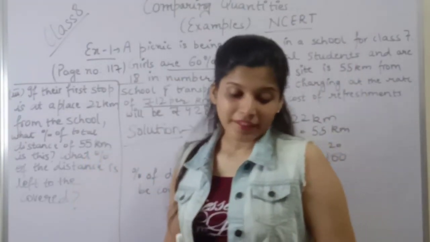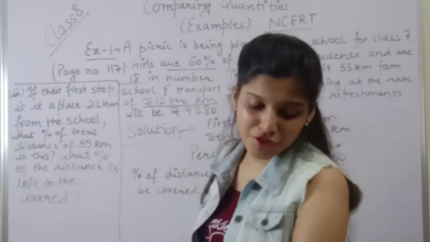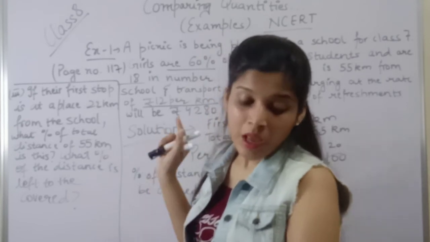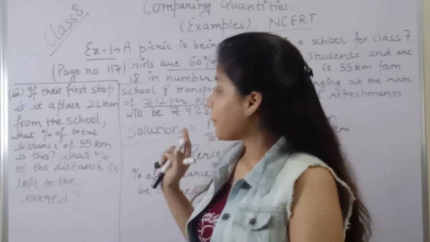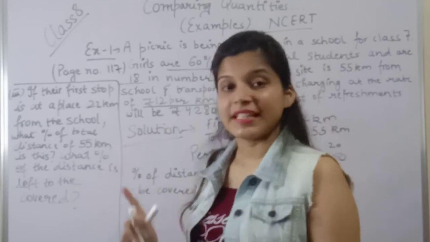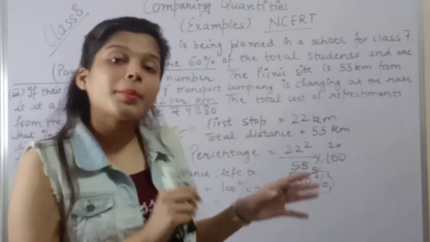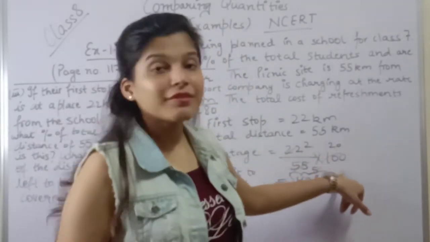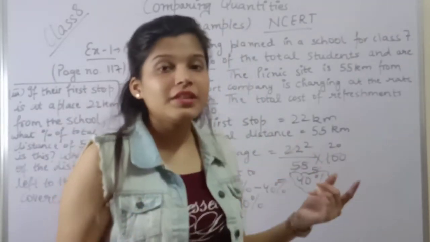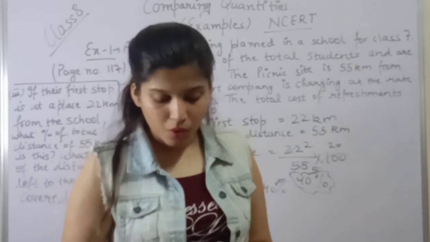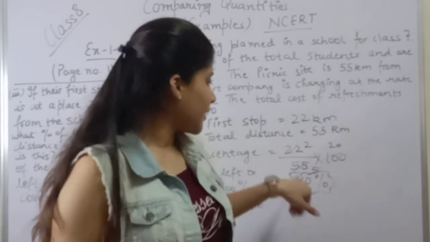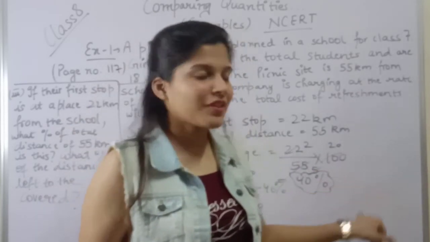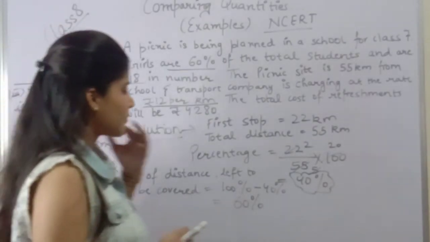Okay. So part number 3 says if their first stop is at a place 22 kilometers from the school, what percent of the total distance of 55 kilometers is this? So he is directly asking how much percent of 55 kilometers is 22 kilometers. So 22 upon 55 into 100. We have done in exercise 8.1 also that whenever we have to convert a fraction into percentage, we multiply it by 100. So we did the same here, and then the answer comes out to be 40%.